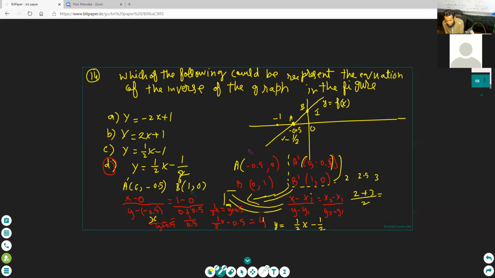This option is correct. Clear? Our option D is correct.